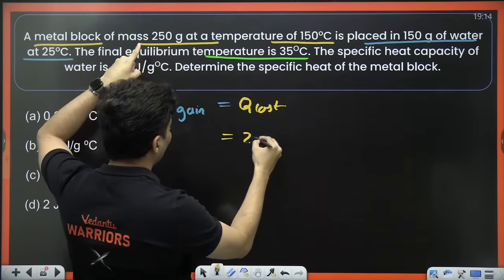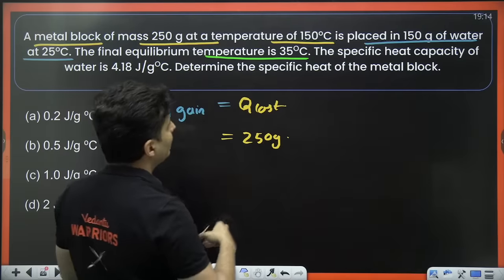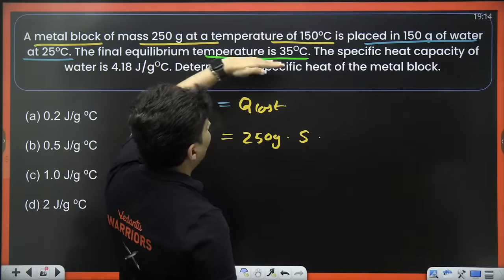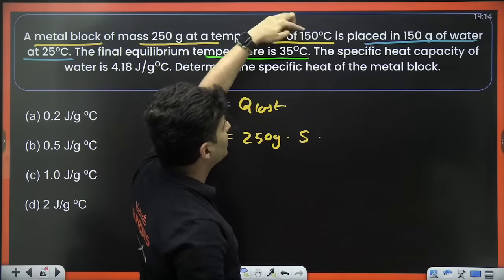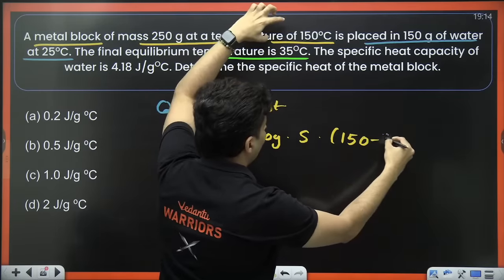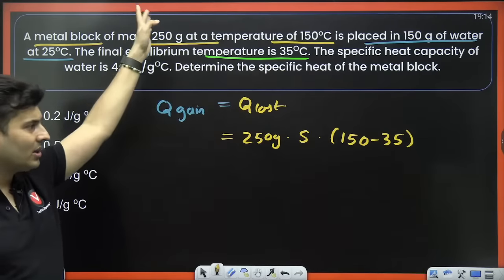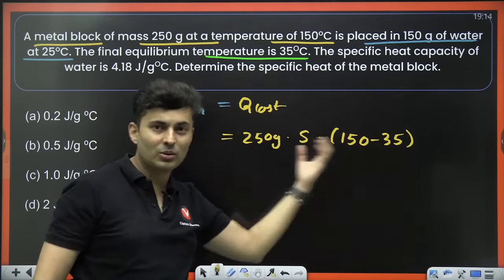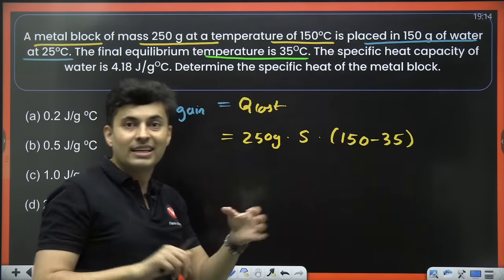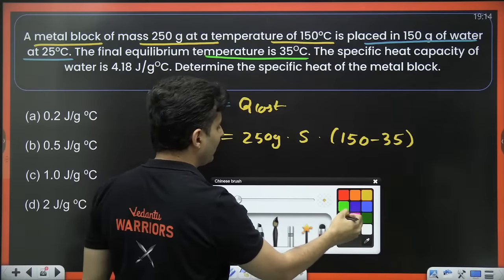Heat lost by the hot body: mass of the hot body, 250 grams, into specific heat capacity, I don't know that, into delta T, final and initial, these are the values. So the change in the temperature is 150 minus 35. Don't put 35 minus 150, okay, because you have to put only positive values. We are talking about heat lost, not the net heat exchange. So don't put it with sign, it will be a positive value.